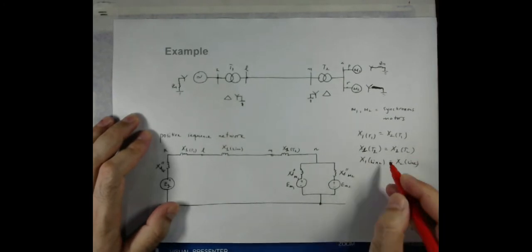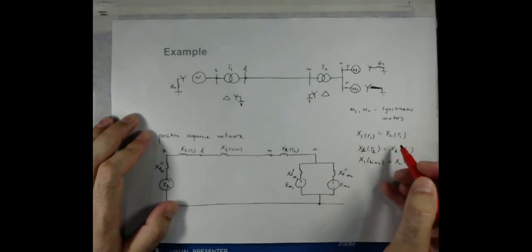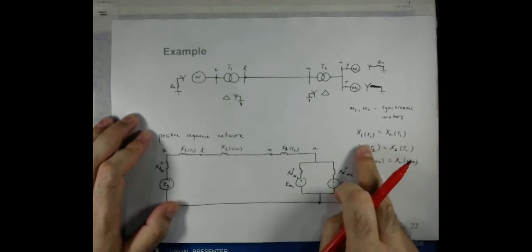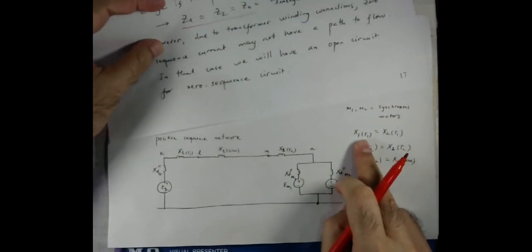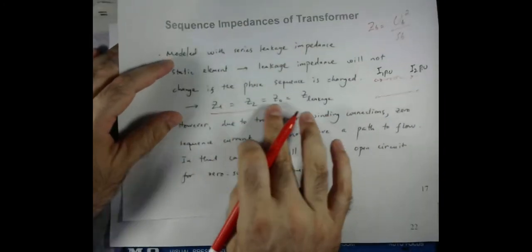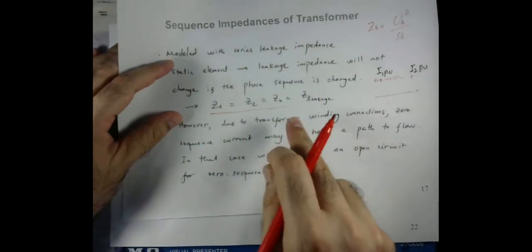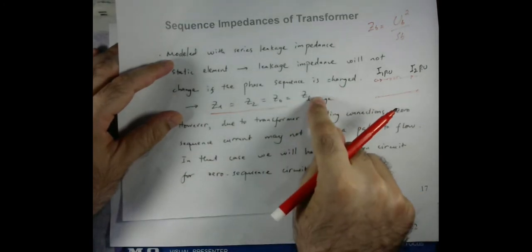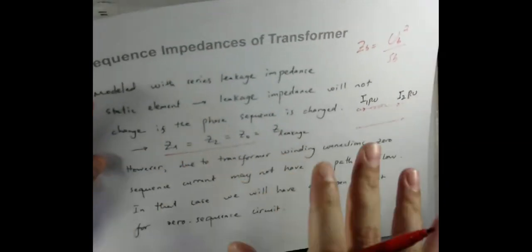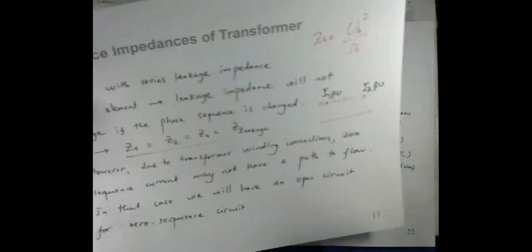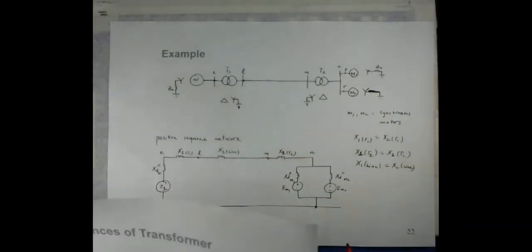Also, if you remember, we had this discussion that the positive, negative, and zero sequence impedances of the transformer are all equal, and we model the transformer only with the leakage impedance. But anyhow, the zero sequence network depends on the situation, whether we have the neutral connected to the ground or not, or some other situation that we discussed.